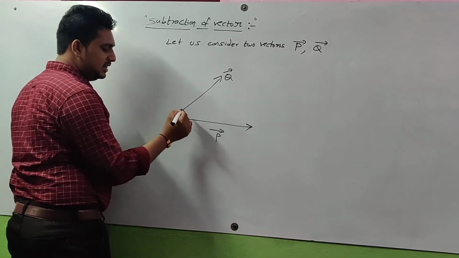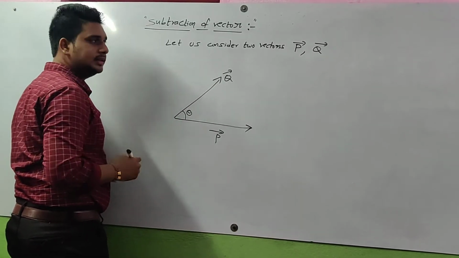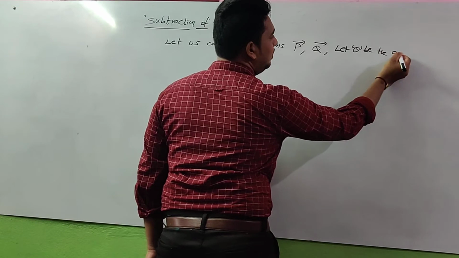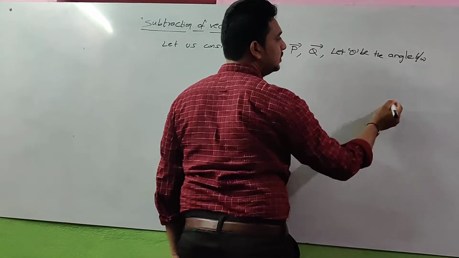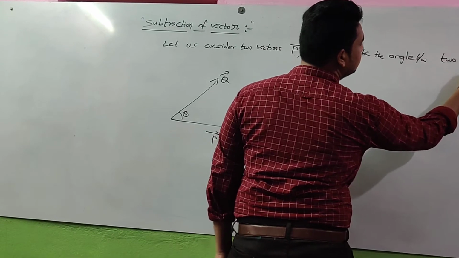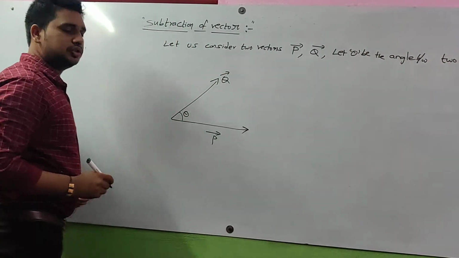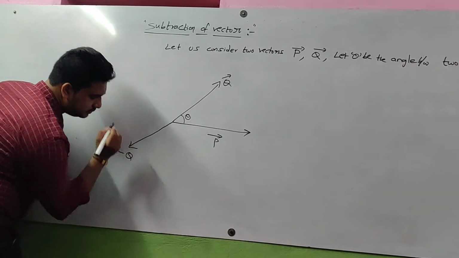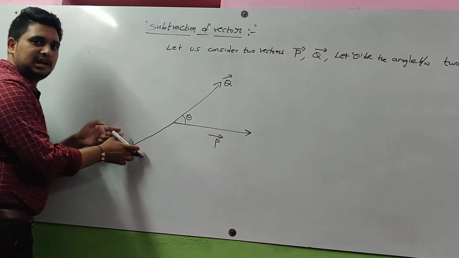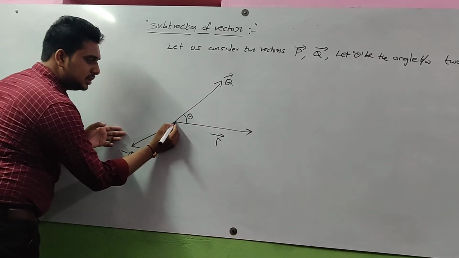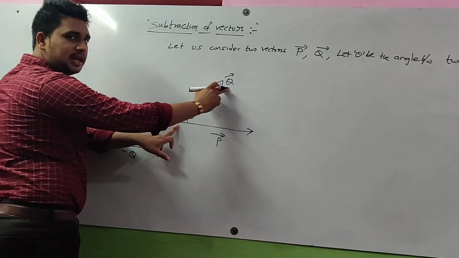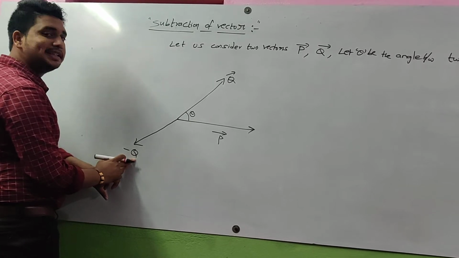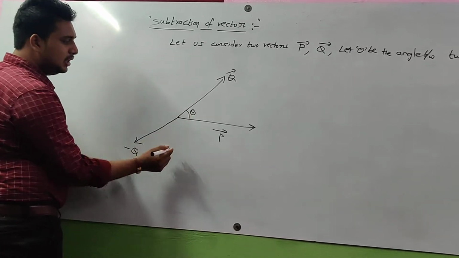The angle between this p bar and q bar is theta degrees. Let theta be the angle between the two vectors. Now this is q, so what is this one? Minus q. So the direction is opposite, or not? This is nothing but the origin here. So this is the q bar vector, meaning opposite direction. Here the magnitude is same, but here we got minus q.